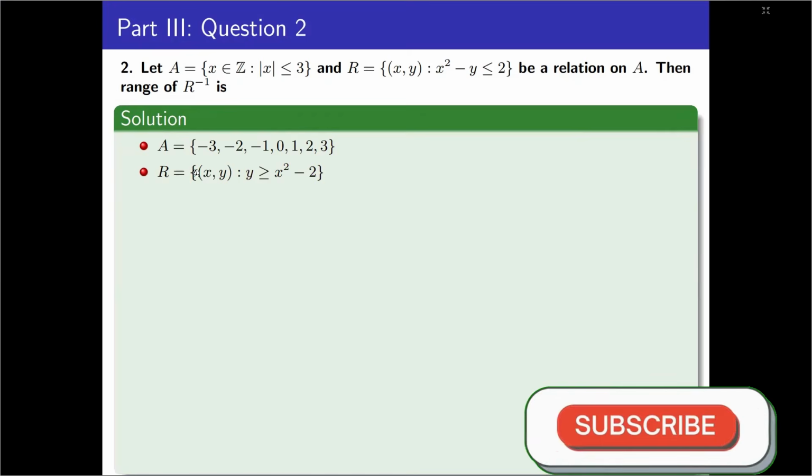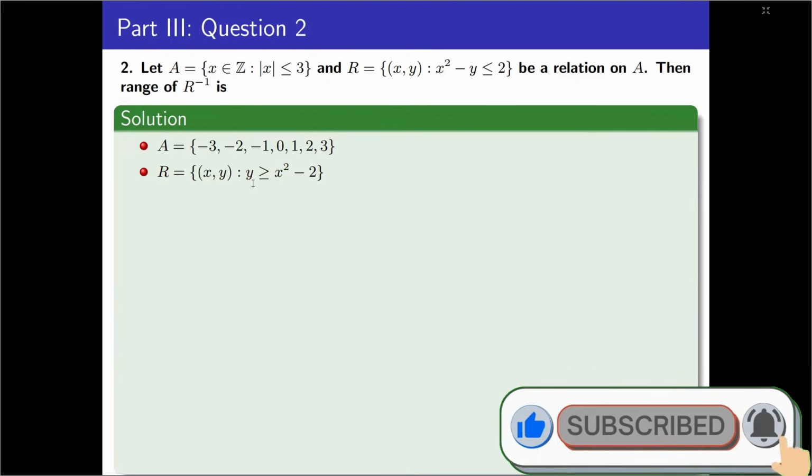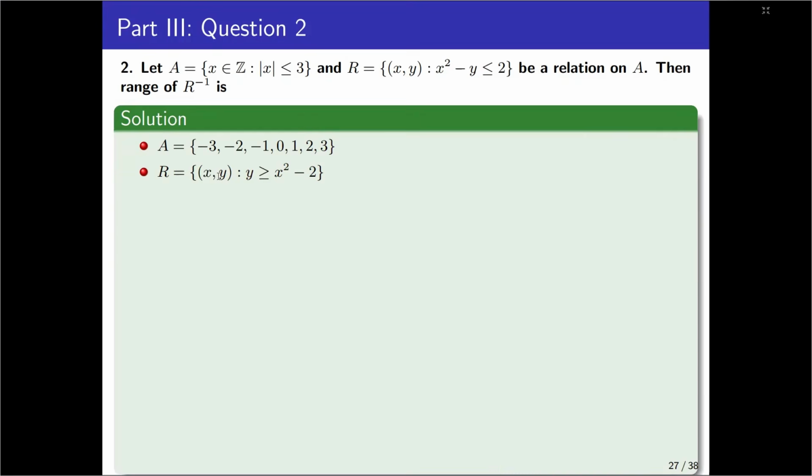Therefore, the relation R is the set of ordered pairs (x, y) such that y is greater than or equal to x squared minus 2. Then the inverse of this relation, R inverse, is the set of (y, x) such that (x, y) is an element of R. In the sense of ordered pairs, that means the range of R inverse is equal to the domain of R, the set of x values in R.